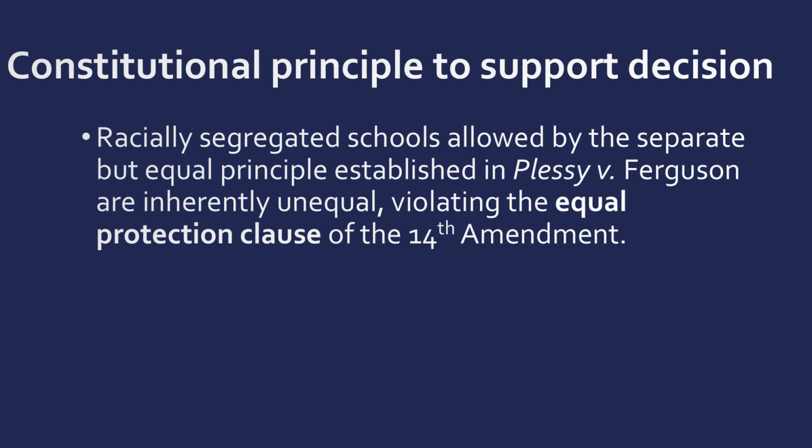All right, the constitutional principle used to support this decision was that racially segregated schools allowed by the separate but equal principle established in Plessy versus Ferguson in 1896 are inherently unequal, violating the Equal Protection Clause of the 14th Amendment. So by definition, when you make a whites-only school and a blacks-only school, those schools will be inherently unequal.